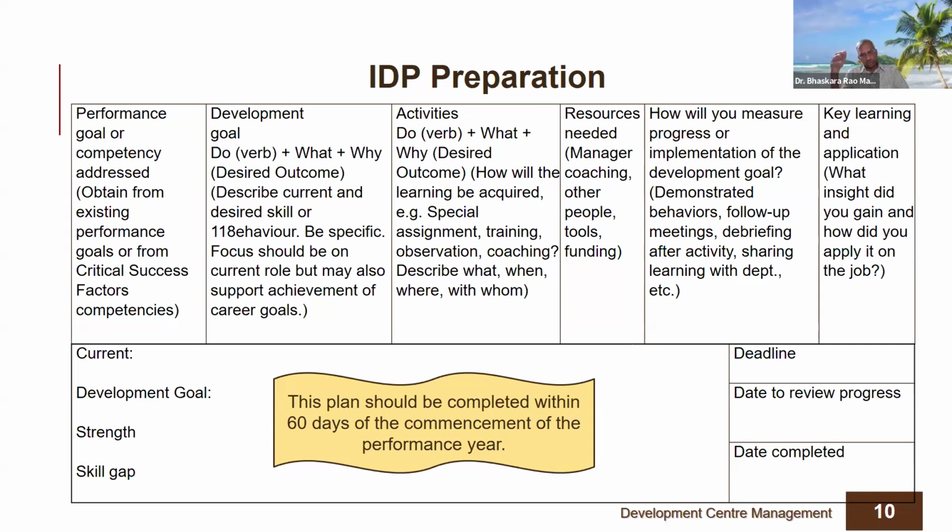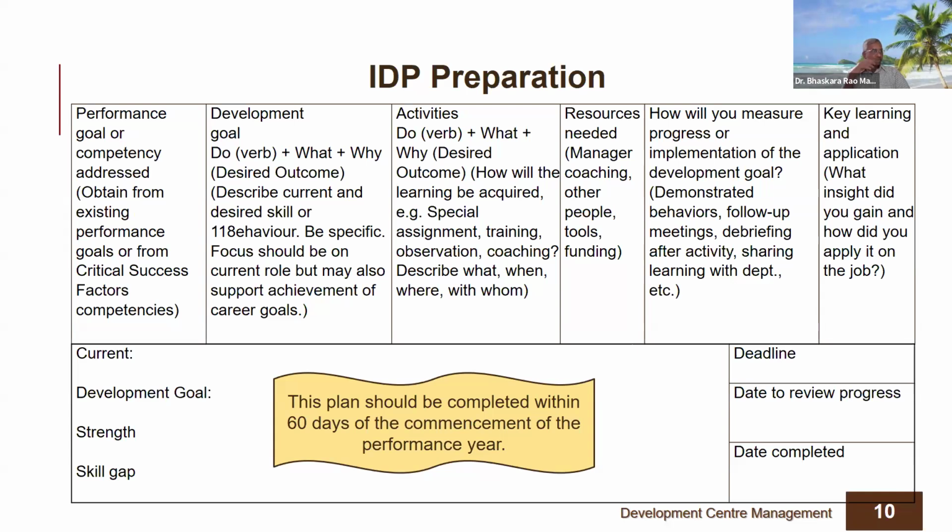If you require some additional tools, if the organization has to invest in buying those tools, I think you'll have to specify that. And how will you measure the progress or implementation of the development goals? I think you'll have to articulate and put them in this document. What exactly you mean by what are the milestones that you want to achieve, and when will it be completed? That has to be clear. And key learning and application. What insight did you gain, and how did you apply it on your job? So these are the things that you need to write.